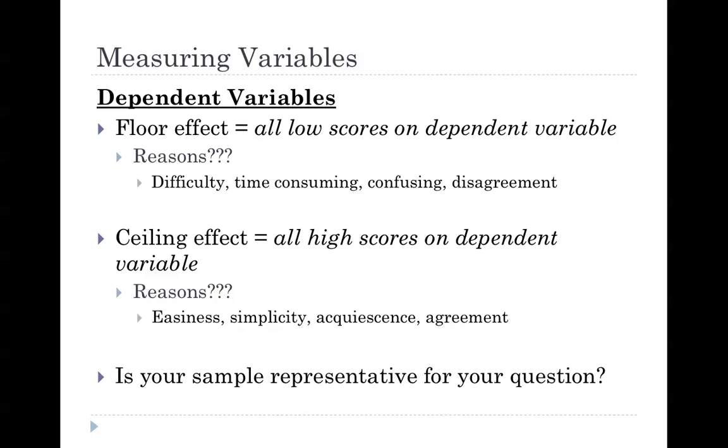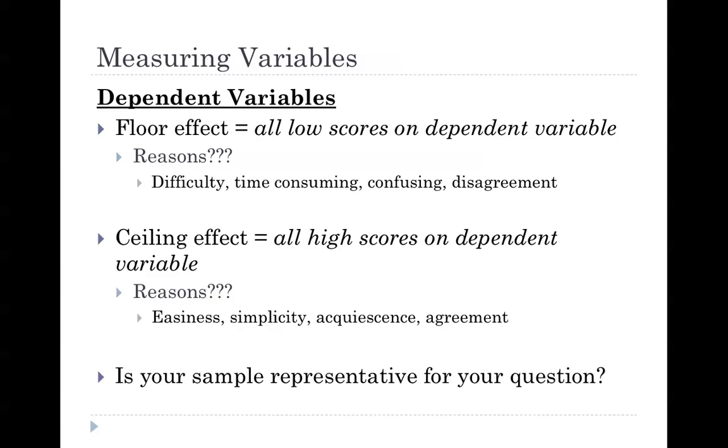The opposite is a ceiling effect, when all scores are very high on a dependent variable. This could also be for a variety of reasons. Perhaps a task you gave someone was too easy. It was very simple and they could get through it quickly. As well, it could be the idea of acquiescence. If your statement is a loaded statement and is very positively worded, participants are more likely to agree with it. That's the phenomenon of acquiescence: people are more likely to agree with positively worded statements.